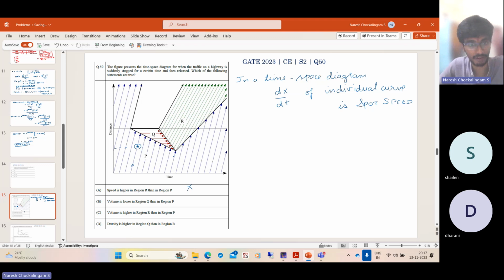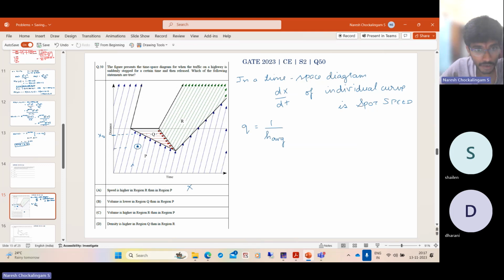Volume is the other name for flow rate. So volume is lower in region Q than in region P. How do we define volume? So Q, we already saw, is nothing but 1 by the average headway. That is the relationship. How do we measure headway? So the average time headway is, you fix a given point in space. For example, you fix here, x equal to x naught.